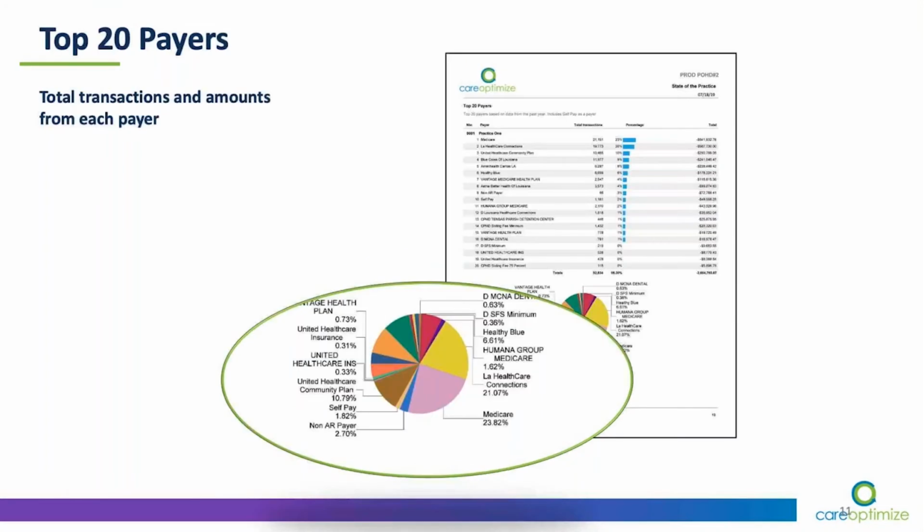We also include in the State of the Practice report a top 20 payers segment, which shows you the total amounts of transactions from each payer. I find this interesting because sometimes when we sit down with practices, they have a focus on a specific handful of payers. When we're able to view these particular reports, it'll show you actually how much they're contributing to your overall finances.